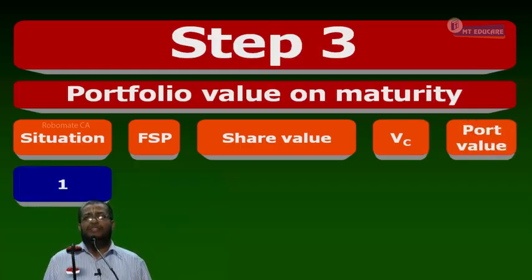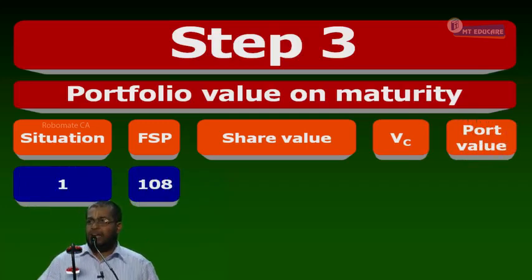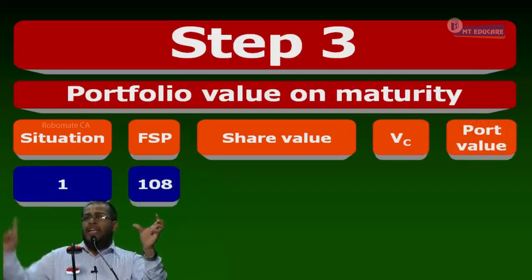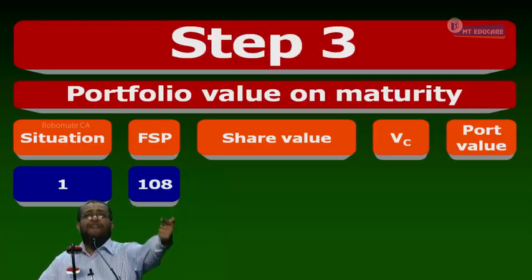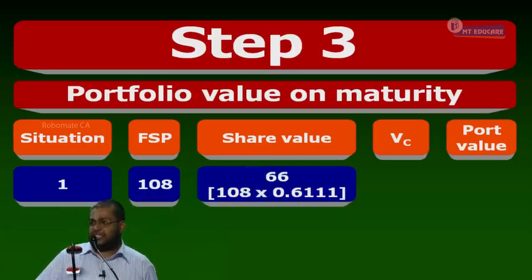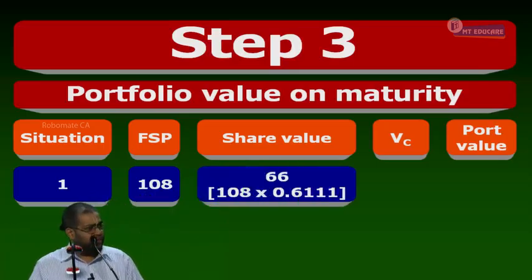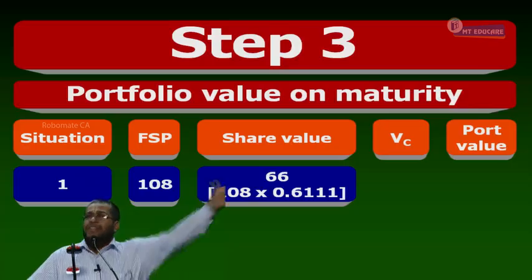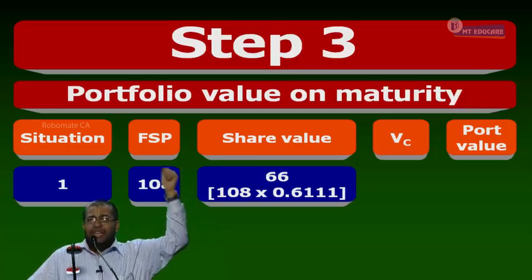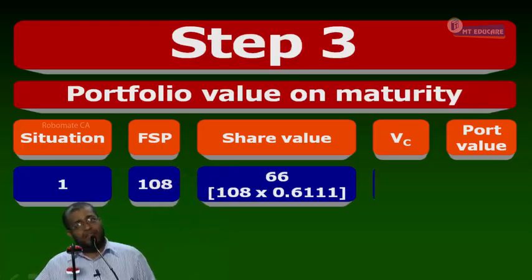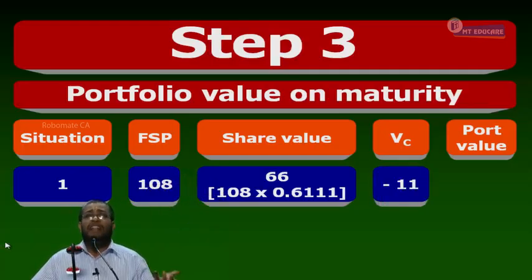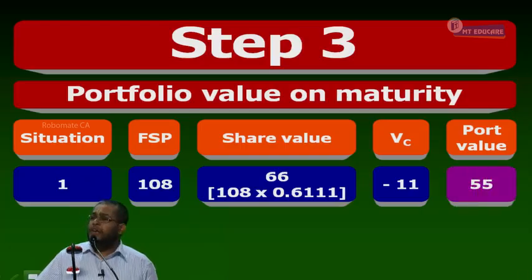First is situation 1. FSP is what? 108. When FSP is 108, if I hold 1 share, what is my wealth? 108. I hold how many shares? 0.6111 shares. After 3 months, my wealth is how much here? 66 due to shareholding. Yes or no? No. I'm also writing a call. Will other party exercise or lapse? Exercise. He'll be having 11 wealth. I'll be losing 11 rupees. So what is my overall wealth after the 3 months? It is going to be 55.